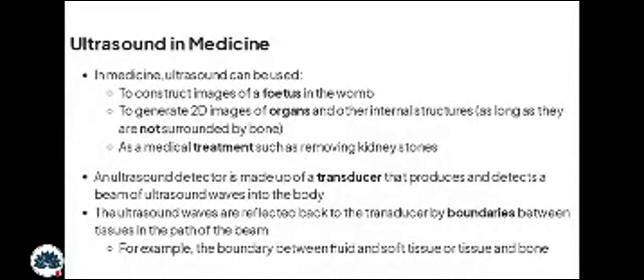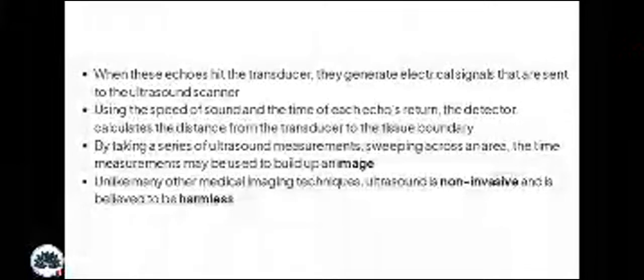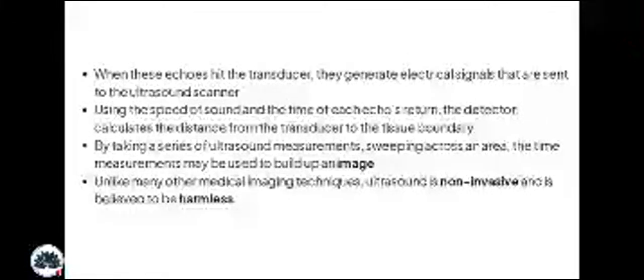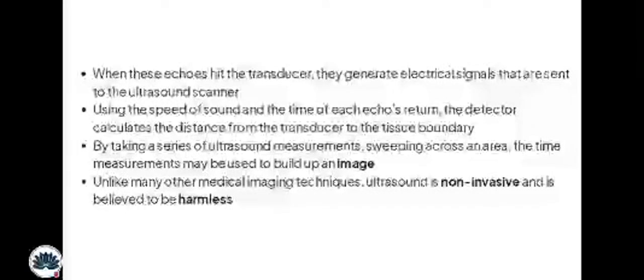The ultrasound waves are reflected back to the transducer by boundaries between tissues in the path of the beam, for example the boundary between fluid and soft tissue, or tissue and bone. When these echoes hit the transducer, an unborn baby can be seen in the image. Unlike many other medical imaging techniques, ultrasound is non-invasive and is believed to be harmless. Obviously, when a mother is pregnant, we use ultrasound machines so that we can see the unborn baby.